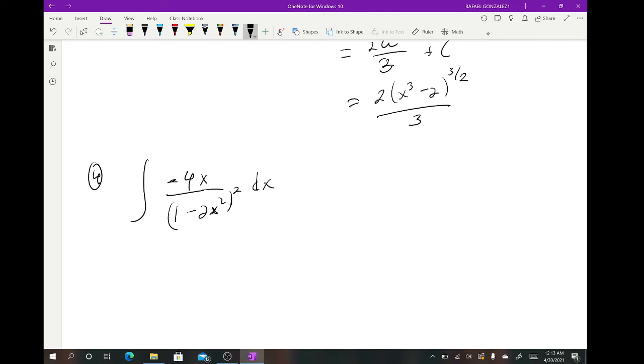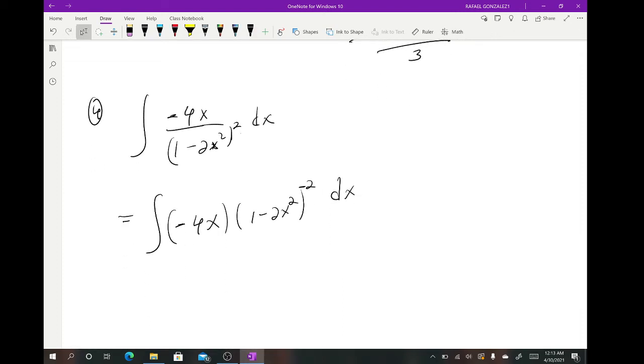Whenever you have something like this, it is often useful to rewrite them using the negative exponent. So, meaning, bring the denominator to the top. So this is negative 4x times (1 minus 2x squared) to the power minus 2. When we bring this to the top, the power becomes a negative.